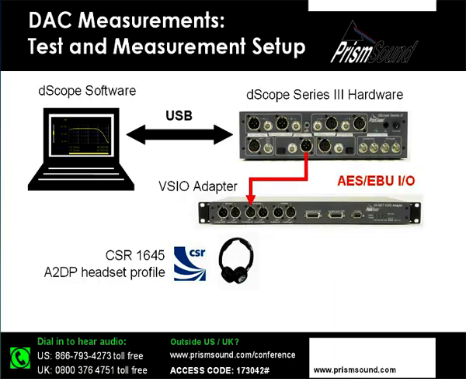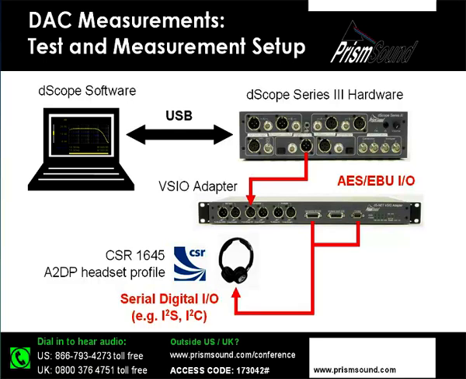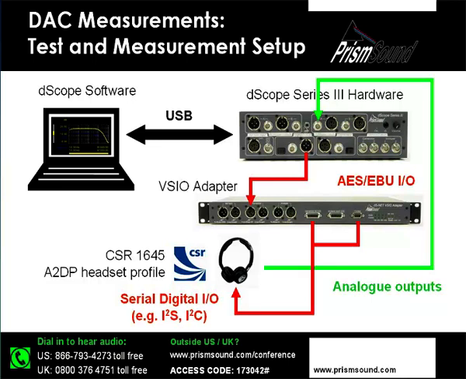So here I introduce another device from the Prism Sound product range, which is a converter that converts the native AES digital I/O of the D-Scope hardware to and from serial data formats. And the CSR BlueCore 5 multimedia chipset can support a number of serial digital audio formats, including I2S and IC sound. So in this example we're going to generate an I2S format digital audio input to the D to A converter, and we're going to measure the analog output. Therefore we'll be quantifying the performance of the D to A converter.